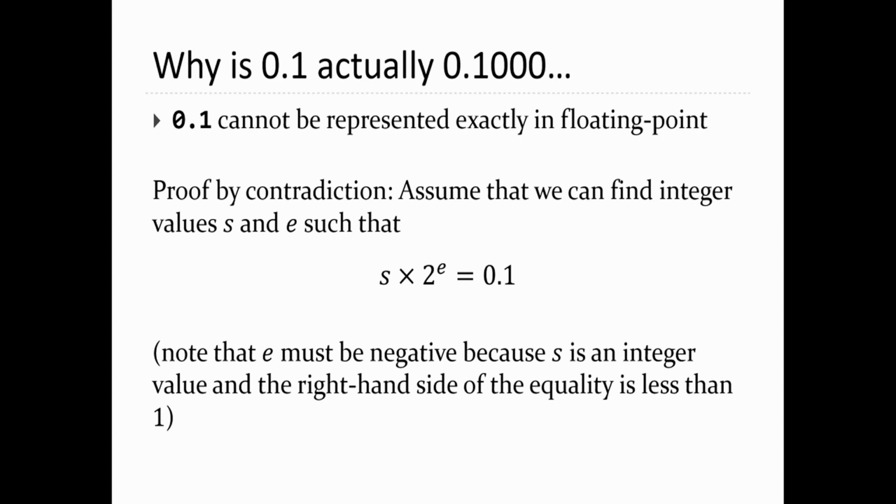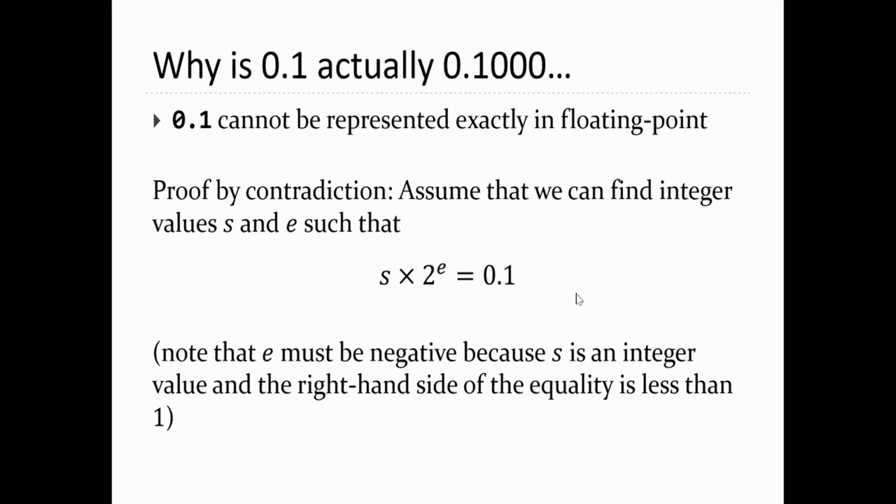So why when I print out 0.1 is it not 0.1? It's 0.100000000 something. The answer is that if I try to write 0.1 as s times 2 to the e, where s and e are integer values, you can't do it. The proof is by contradiction. Assume that we can find an integer s and an integer e such that s times 2 to the e is 0.1. You look at this for a second and say, well, if s is an integer and e is an integer, there's no way it can be 0.1.